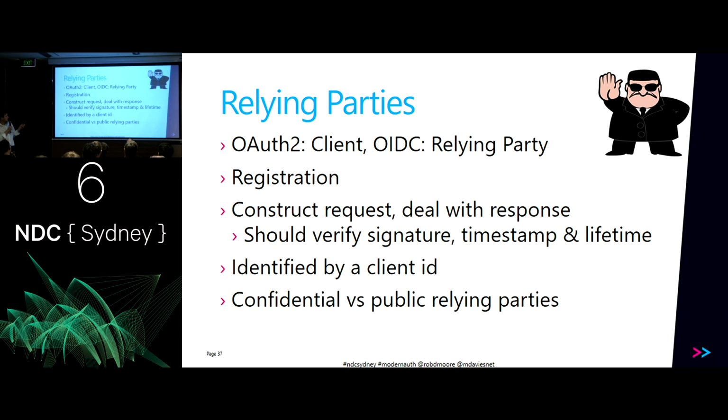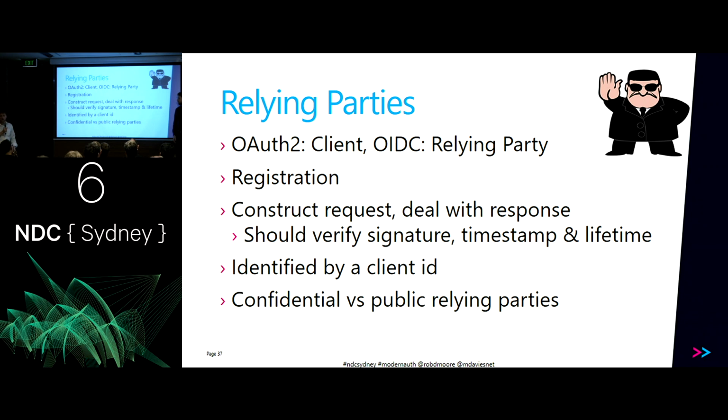In terms of the responsibility of a relying party in OpenID Connect, it's basically very simple. It comes down to that basic flow that we looked at before. The relying party needs to be able to construct a request, send the user on its way, and then deal with a response that comes back from the OpenID Connect server. In terms of dealing with the response, it needs to be able to verify the signature of any tokens in that response and look at the timestamp and the lifetime of those tokens to make sure that they're still valid and they haven't expired.